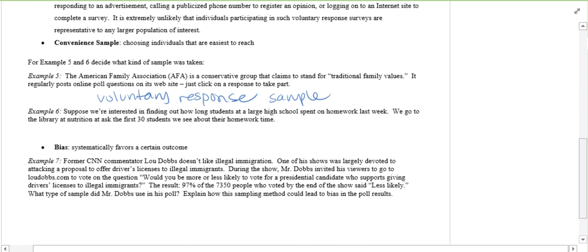All right, example 6. Suppose we're interested in finding out how long students at a large high school spent on homework last week. We go to the library at nutrition and ask the first 30 students we see about their homework time. Okay, so we're just going to ask the first 30 students who are near us. That is going to be a convenience sample.